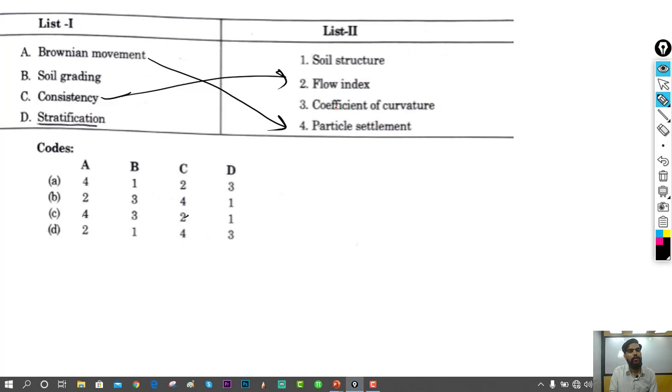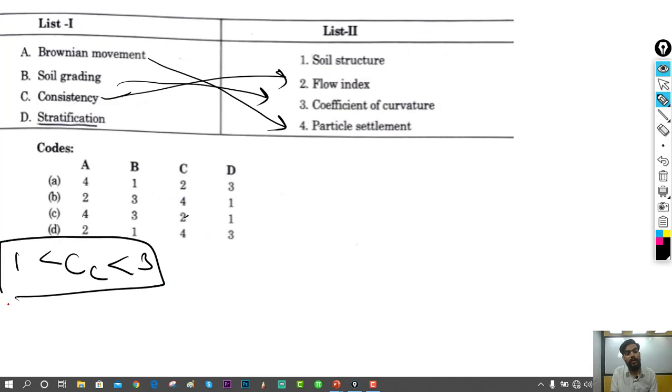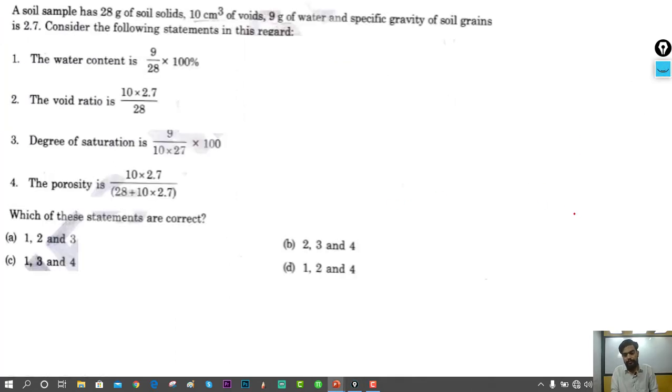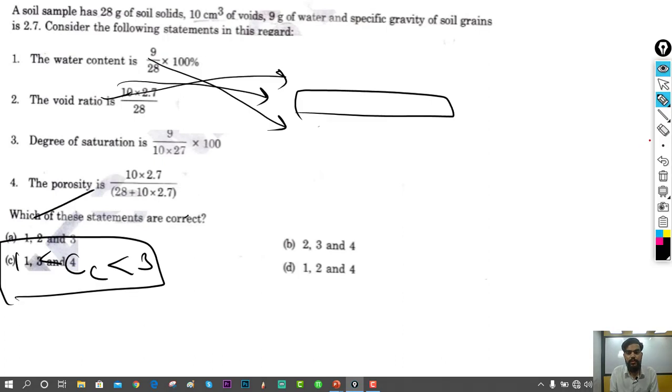Soil grading means coefficient of curvature. Exactly guys. Because we know that if the coefficient of curvature lies between 1 and 3, then we can say that our soil is well graded soil. So for soil grading, the coefficient of curvature is used. So option B is matched with option 3, and our correct option is option C for this question. Yes guys, so this is our next question.